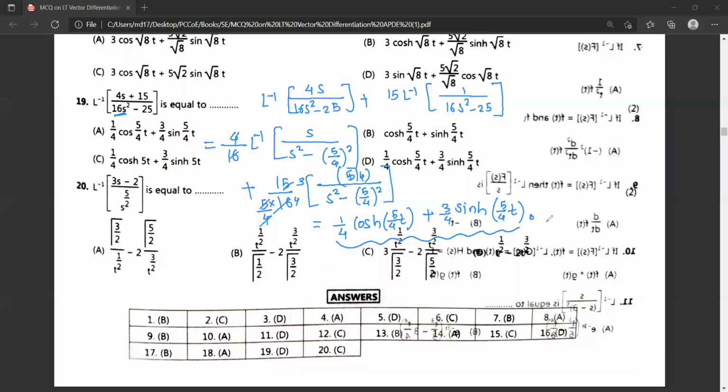Okay. So these were the questions based on direct calculations like standard formulas. Next time we are going to see the questions based on the properties. All right. So theorems of the Laplace transform, properties of the Laplace transform, those type of questions we'll see.